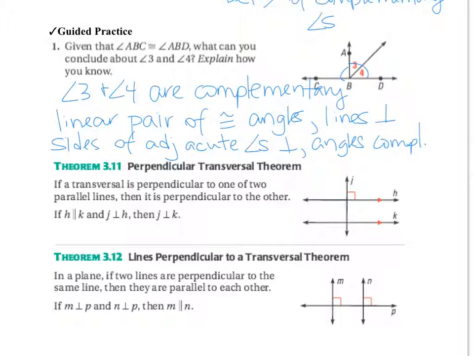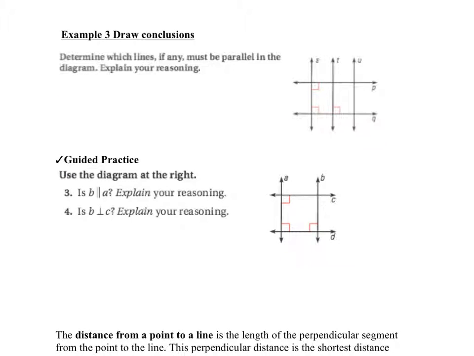We're just going to finish this day with two more theorems. If a transversal is perpendicular to one of two parallel lines, it's perpendicular to the other. And if two lines are perpendicular to the same line, they are parallel to each other. So we're going to determine which lines are parallel, if any of them, and explain our reasoning.